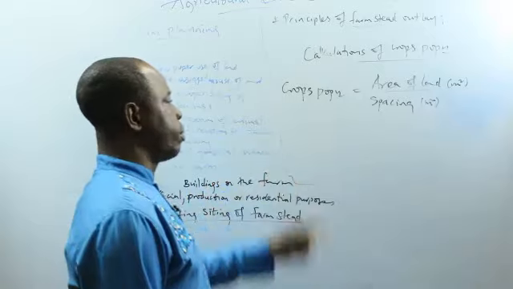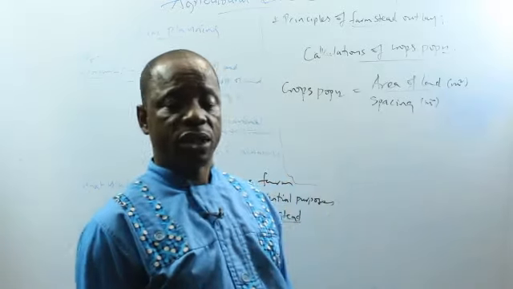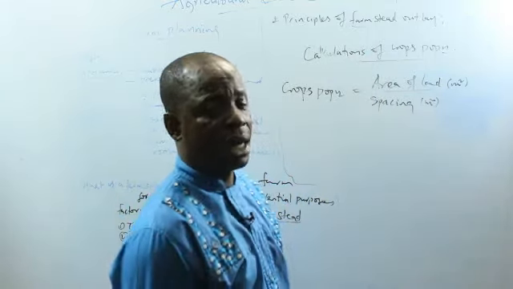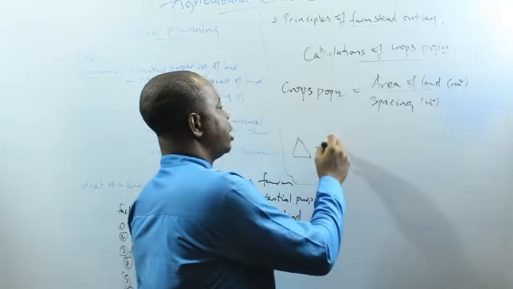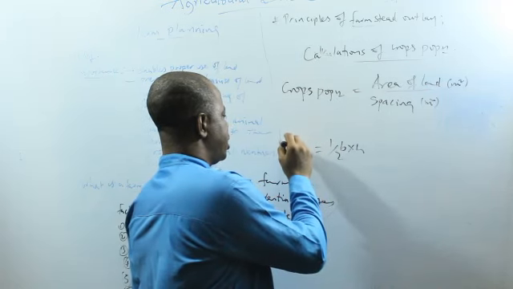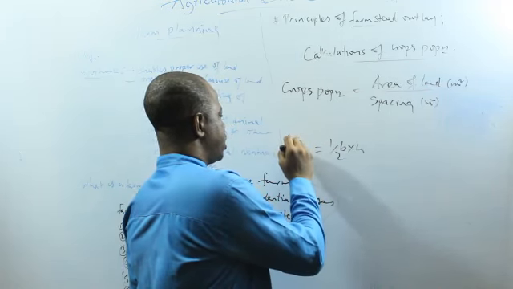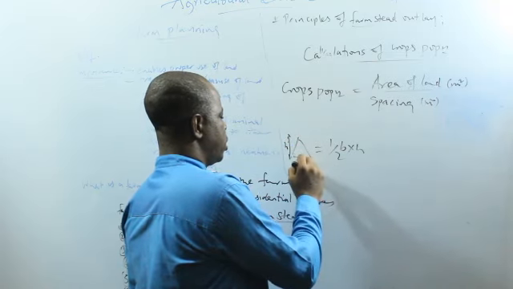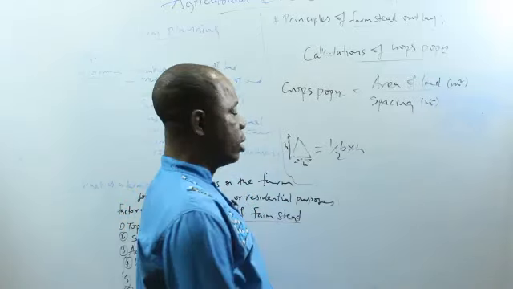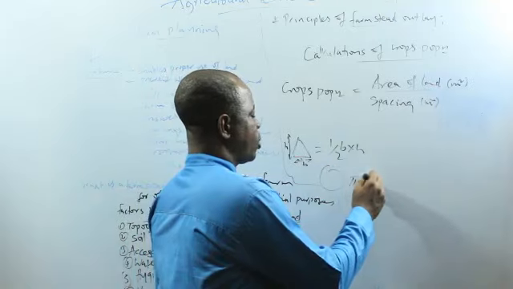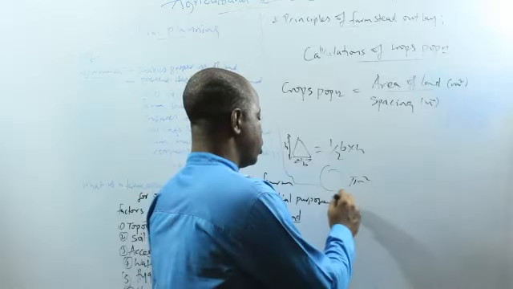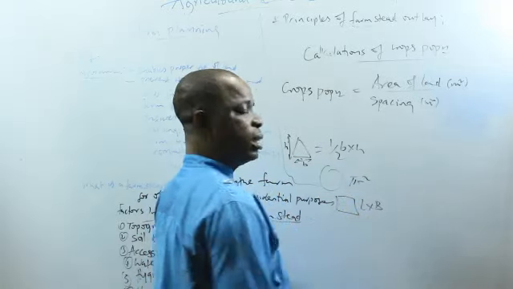That means for you to calculate the crop population, we must first of all know the shape of your farmland, because from the shape you get the area of the land. Don't forget, if the farmland is triangular, the area is half base times height, where the perpendicular height is the height. If it is a circle, it is pi r squared. If it is a rectangle, it is length times breadth.